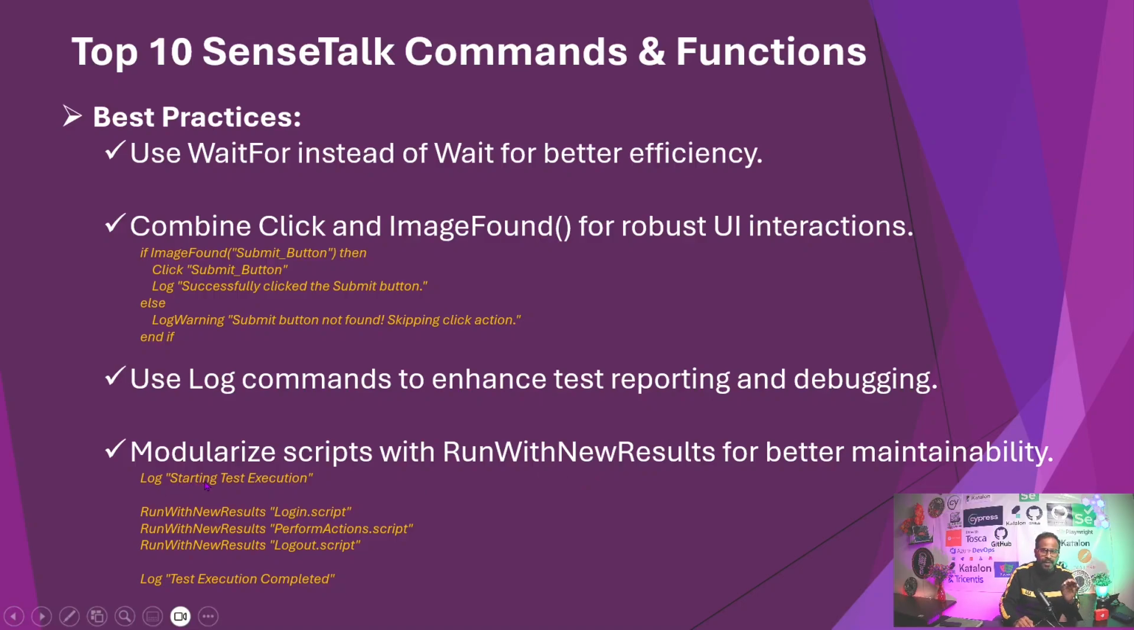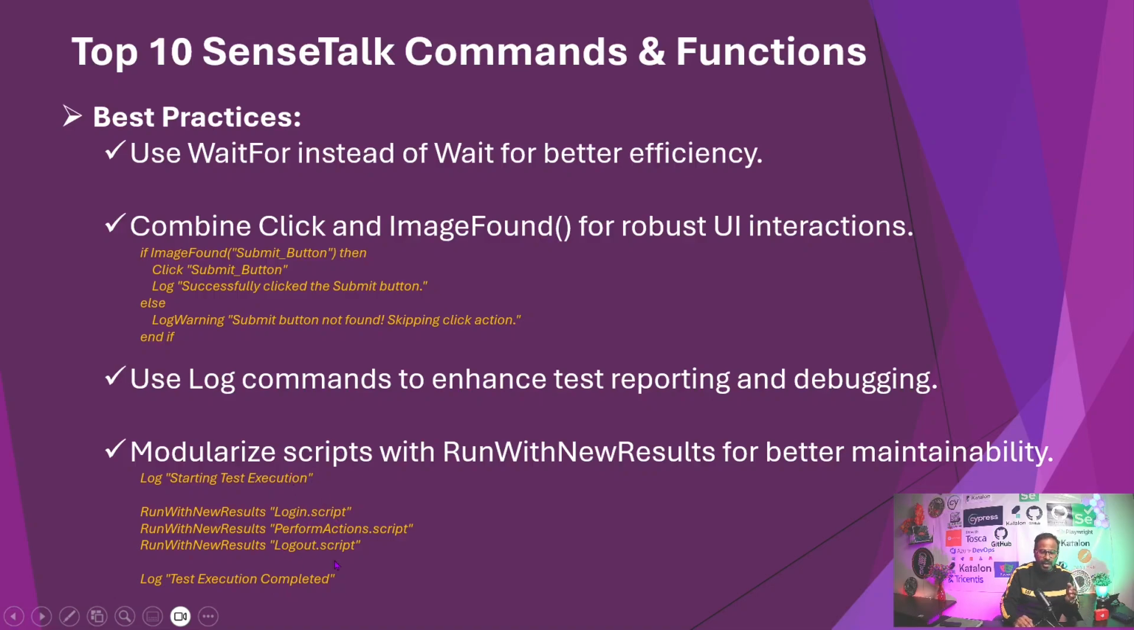Log. First, what am I logging here? "Starting the test execution." I am starting the test execution in a main script. Under the main script, I am calling 3 different subscripts: run with new results login script, run with new results perform actions script, run with new results logout script. That means these are all the sub child scripts I am calling into a main script. Right? So this is how you can easily maintain your scripts.